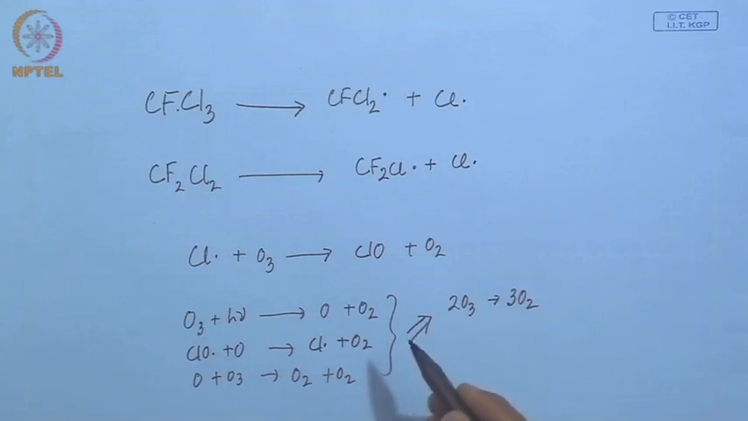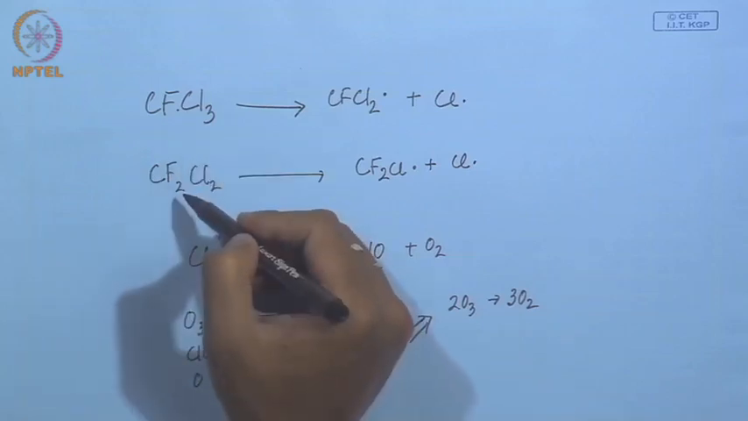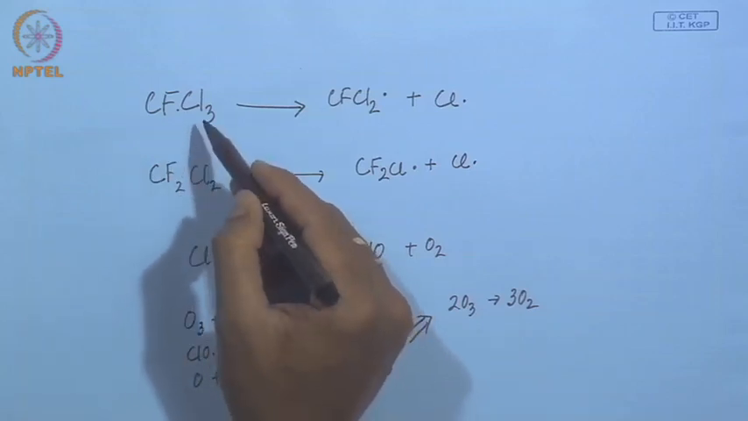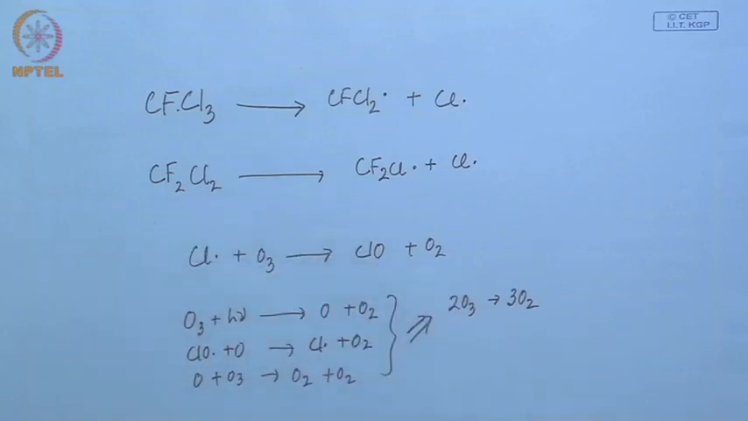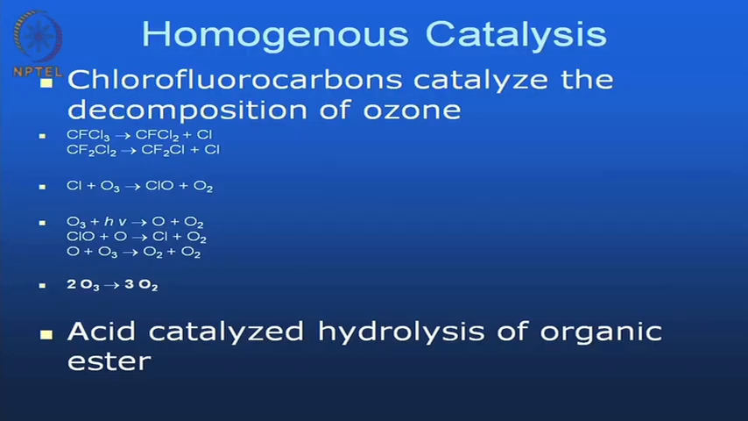All of this happens in the same phase, that is, the CFCl3 or CF2Cl2 are gases. So, in the gas phase this catalysis is occurring. So, this is one celebrated example of gas phase homogeneous catalysis. There can also be acid catalyzed hydrolysis of an organic ester, which is a case of homogeneous catalysis that happens in solution phase.